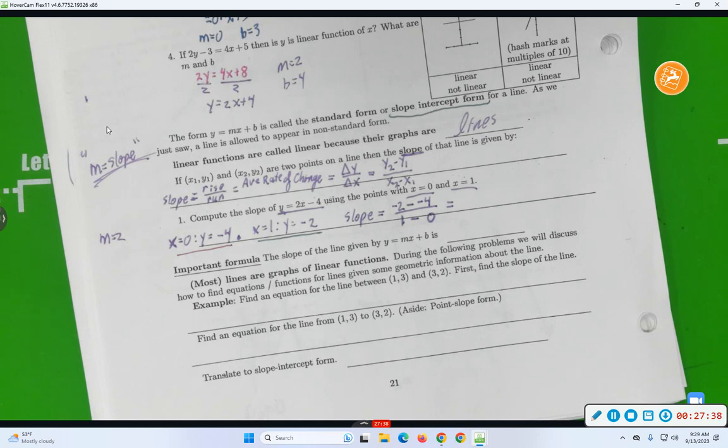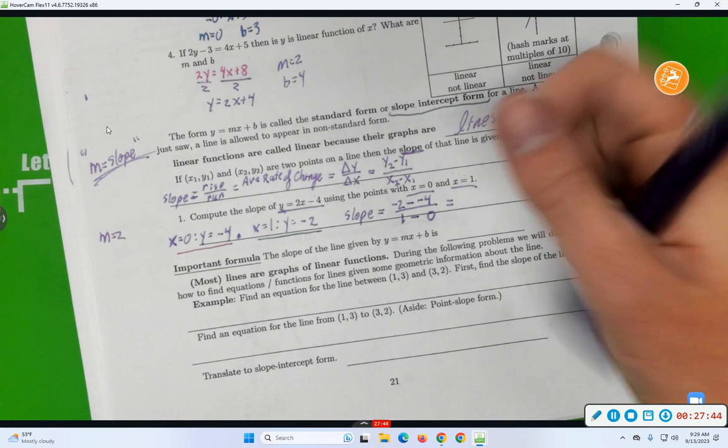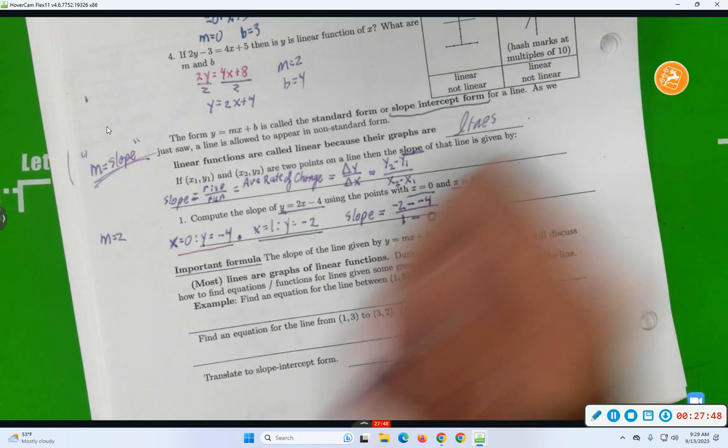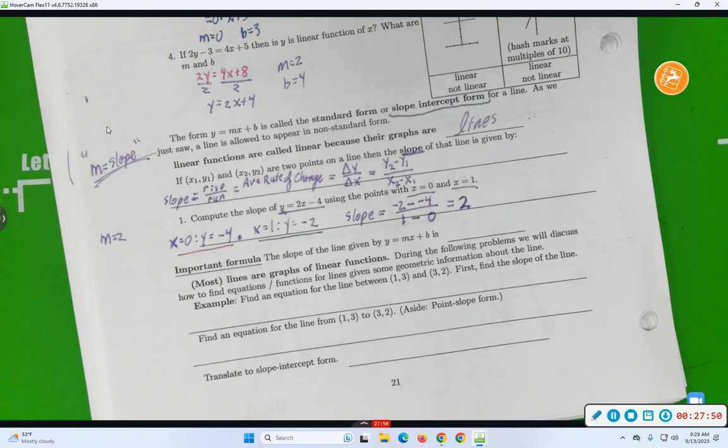Cool, what is it? 2. And I suggested that maybe you would do the same thing using a different pair of points. Did any folks plug in a different pair of x values?